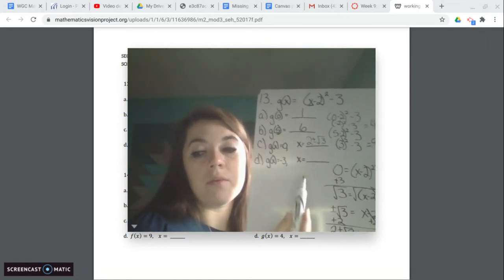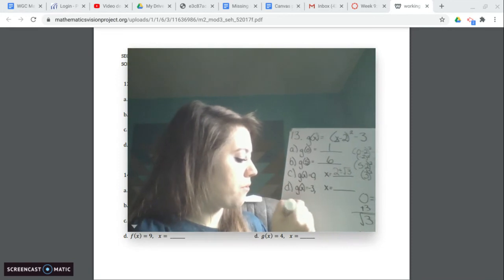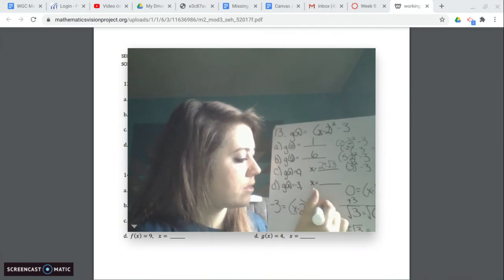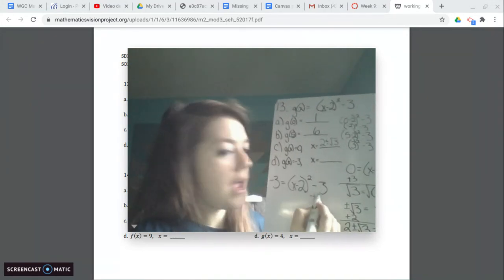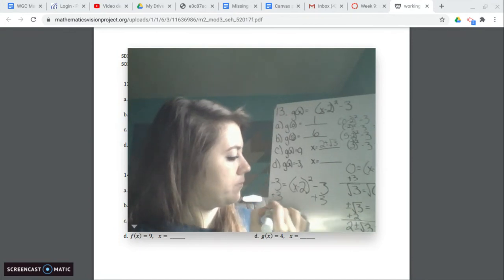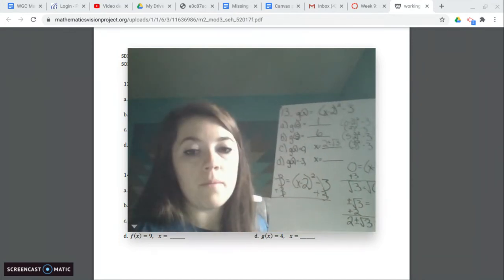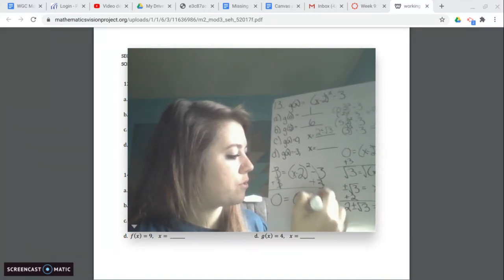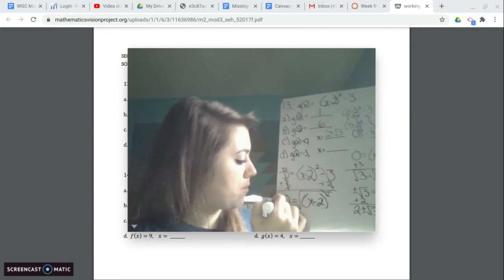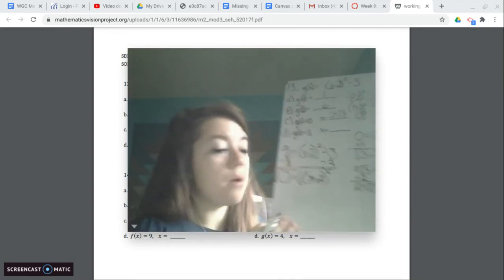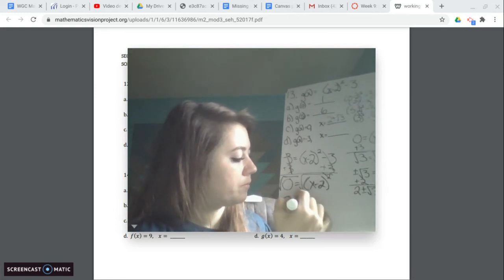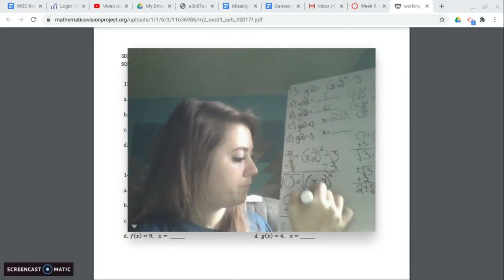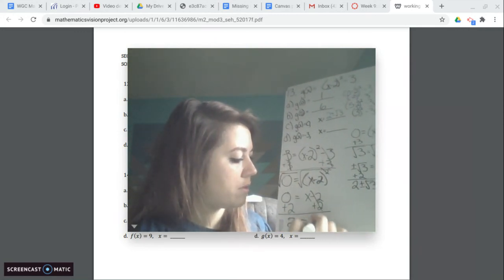We've got the g of x equals negative 3. So we're going to do negative 3 equals (x minus 2) squared minus 3. Same thing, we start by adding the 3. Now in this case, they both cancel, so we're left with 0 equals (x minus 2) squared. Take the square root of both sides. Now the square root of 0 is just 0. So 0 equals x minus 2. We add the 2 over. So 2 equals x.